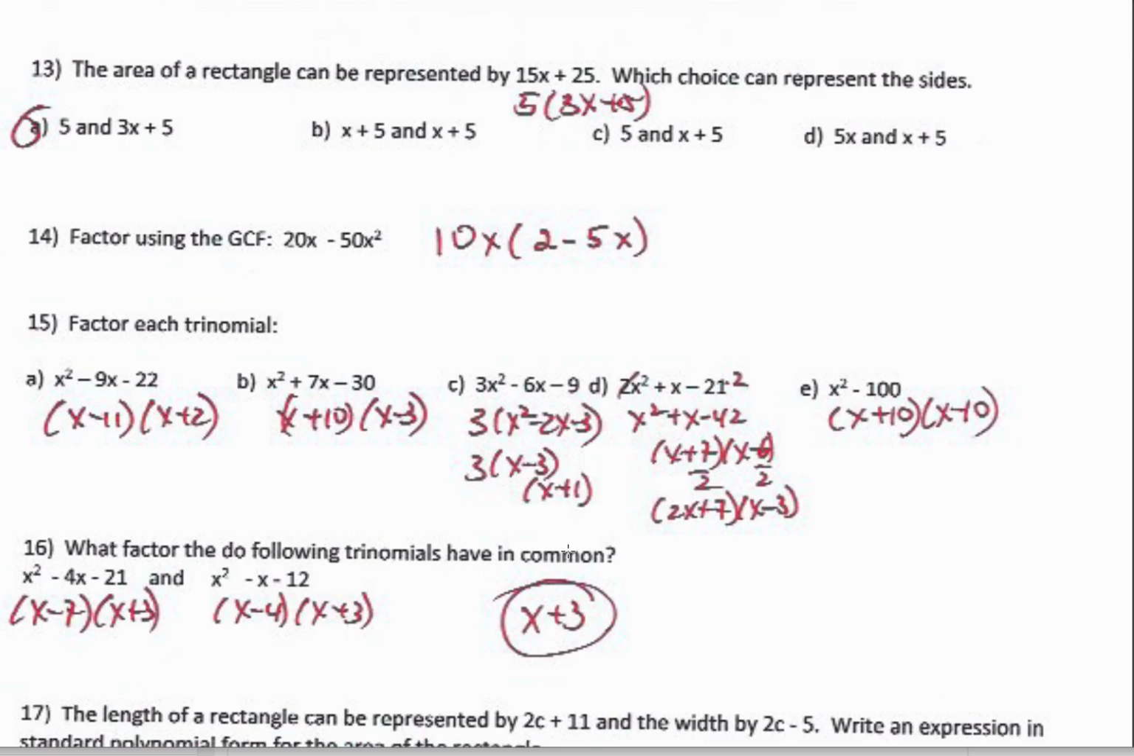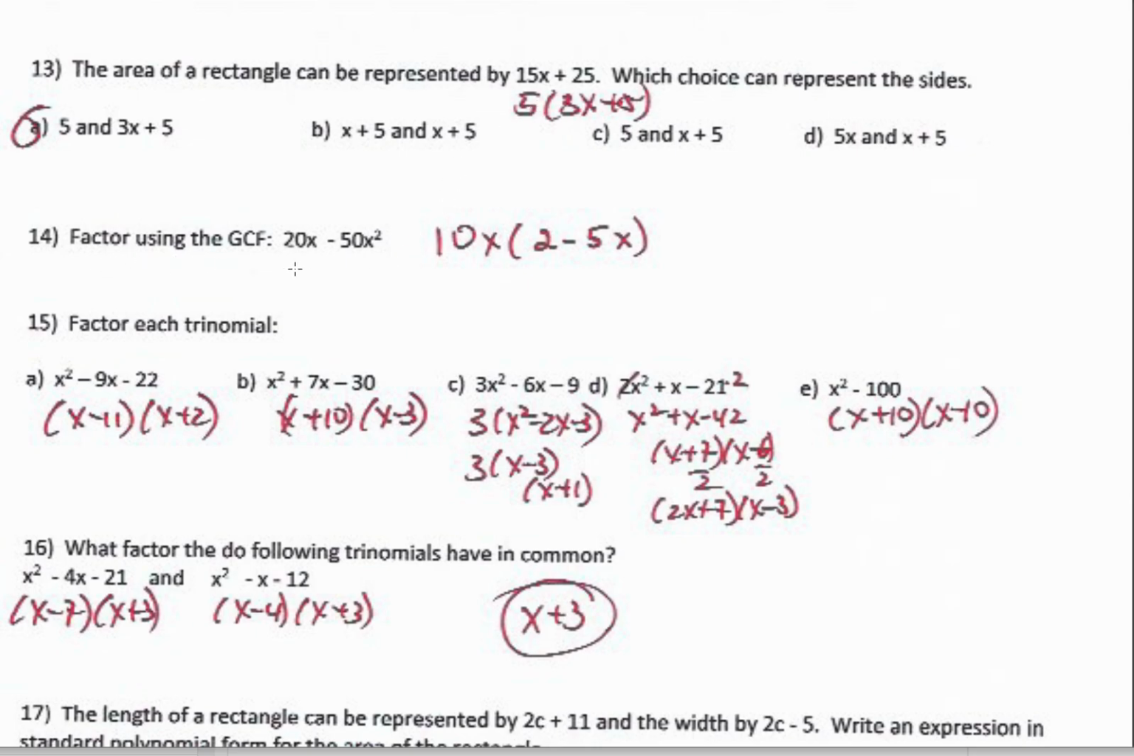Area of a rectangle can be represented by 15x plus 25, which can represent the sides. Well, remember, area is length times width. So let's just factor it out. They share a 5 in common. I factor it out. I get 5 times 3x plus 5. It's just checking back. 5 times 3x is 15x. 5 times 5 is 25. And so those are the length and the width.